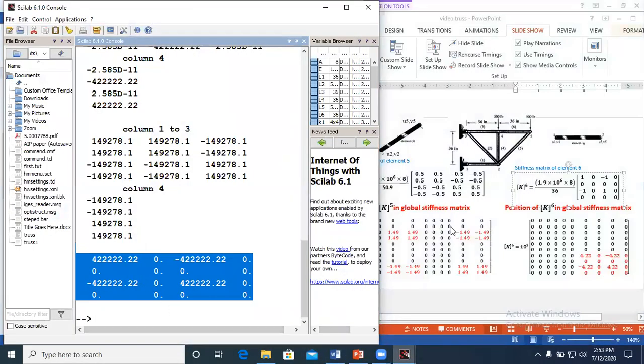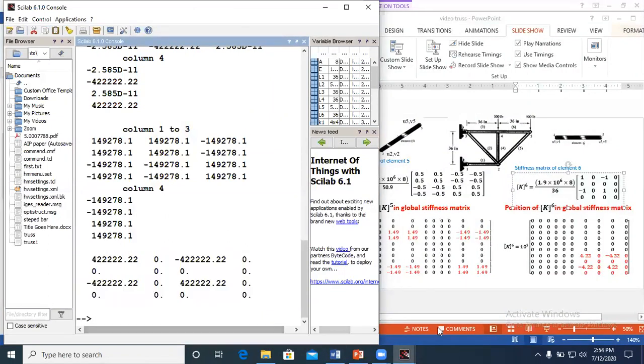The product of this term is 4.22 into 10 raised to 5. This is minus 4.22 into 10 raised to 5, minus 4.22 into 10 raised to 5. This is also 4.22 into 10 raised to 5.